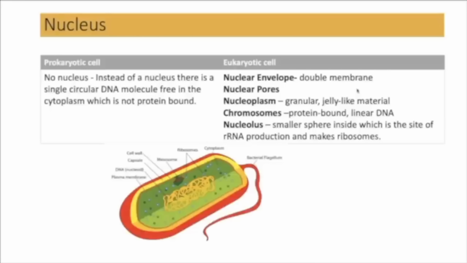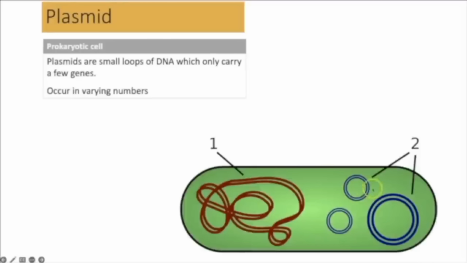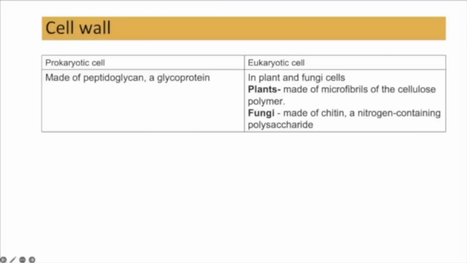They don't have a nucleus. So instead of a nucleus, they have their single circular DNA just free within the cytoplasm, and it is not attached to proteins. And that is what this image here is showing. Now that is not the same thing as plasmids. Plasmids are additional loops of DNA that some bacteria have. They don't all have them, and they only have a few genes on them, and it's where you'd find the genes for antibiotic resistance. And bacteria either don't have them at all, or they might have them in varying numbers. The cell wall of a prokaryotic cell is made up of peptidoglycan, which is a glycoprotein.